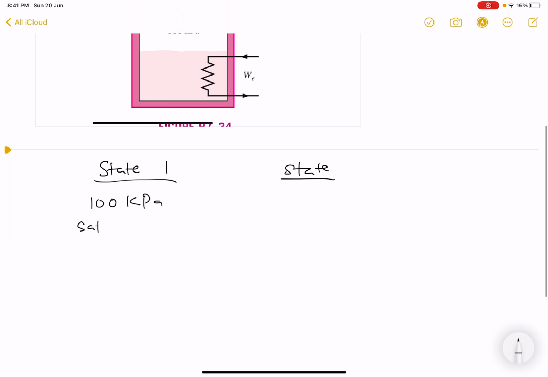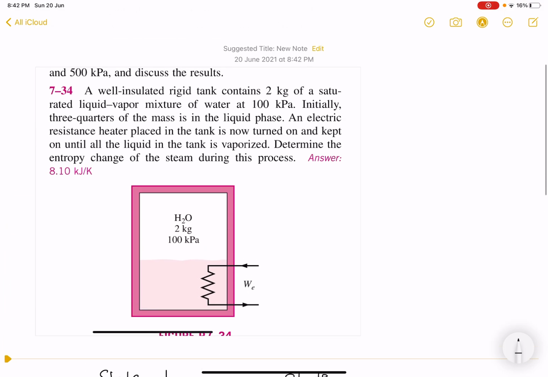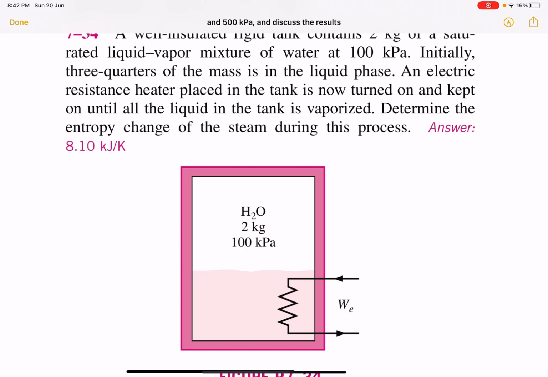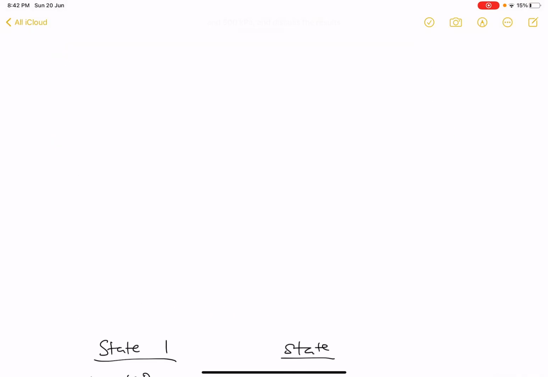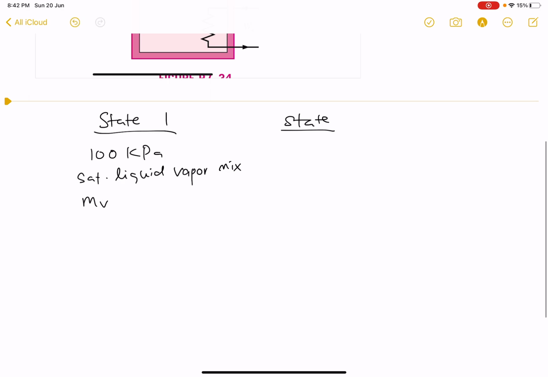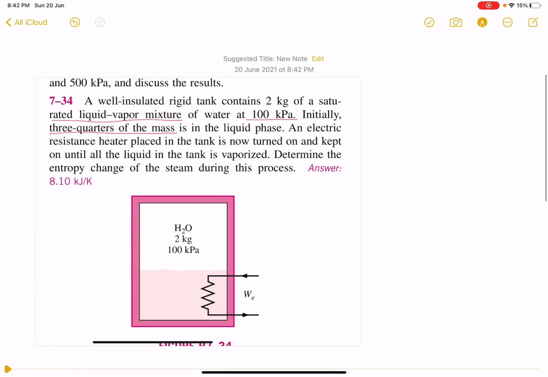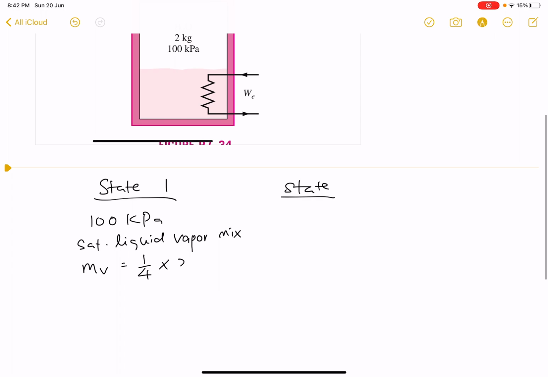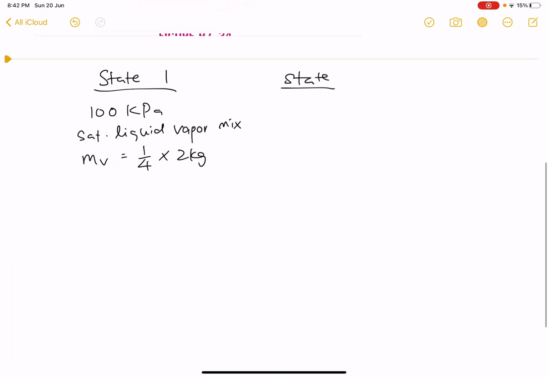It is a saturated liquid-vapor mixture. It also said that initially 3/4 of the mass is in the liquid phase. So 3/4 of the mass is in the liquid phase at 100 kPa, which means the vapor mass is 1/4 of the 2 kg. So it should be 2/4, 0.5 kg.